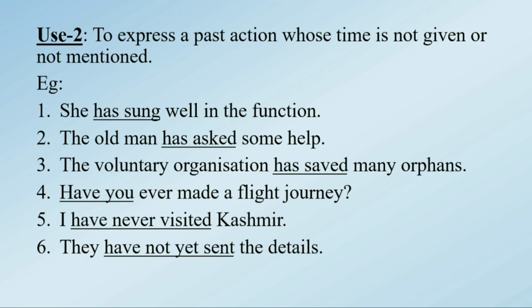Next. I have never visited Kashmir. So I have never visited. It did not happen, of course. Past action did not happen in the past. So in this context also, you can use present perfect. They have not yet sent the details. This action belongs to past. Time is not known. So in this way, when the time is not known to us, it is a past action. We have to use this present perfect tense.